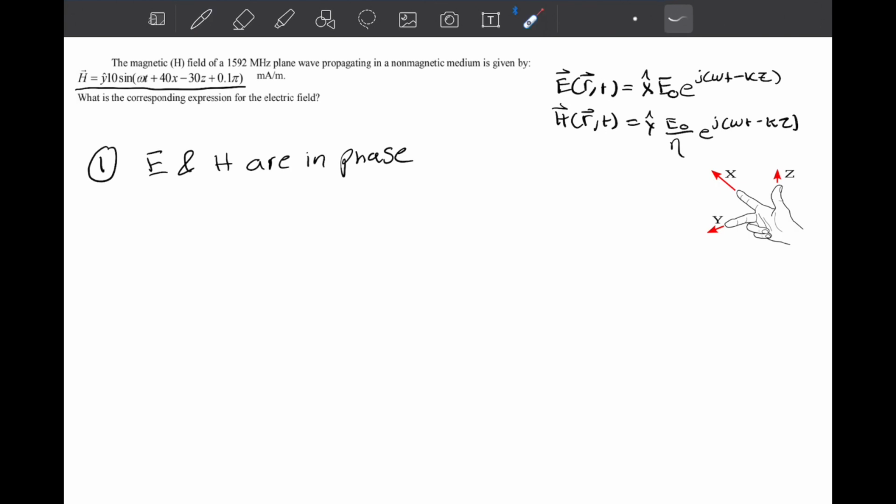And this is true because if we look at our E field and our H field as a function of position and time, we can see that our E field's propagation is the same as our H field's propagation. So since the E field and the H field are in the same phase, we can go ahead and write that our E field is equal to E naught times the same phase that was given to us in our H field.